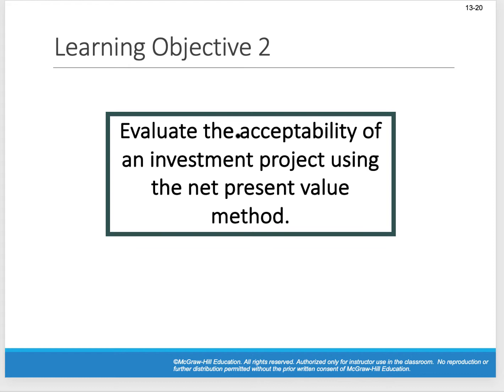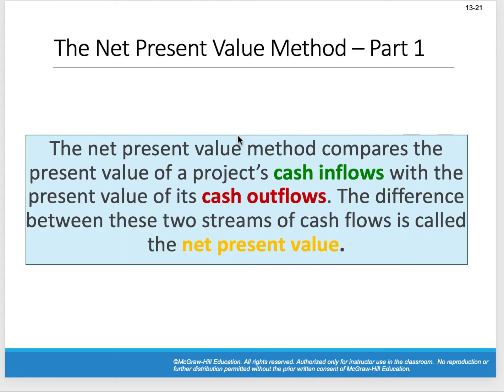Remember, net present value is just another tool that we can use to make a capital budgeting decision that looks at cash flows. So when we're looking at net present value, basically what we need to do is compare all the cash inflows with all the cash outflows. Sounds pretty easy, right? The only problem is we have to bring those cash inflows and cash outflows to the present value, meaning what are they worth today?